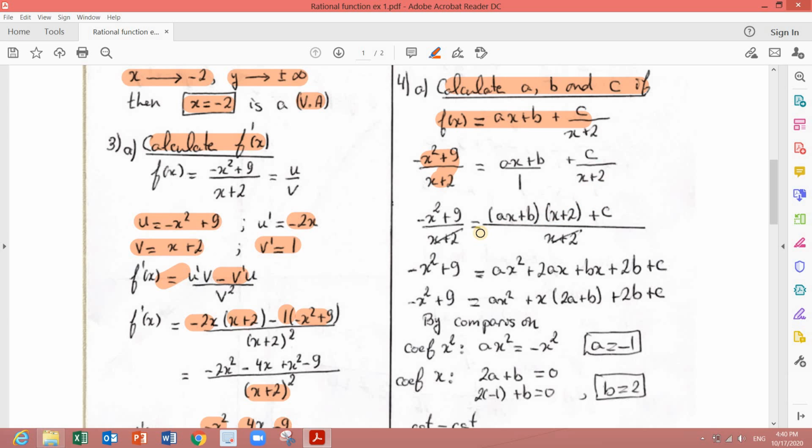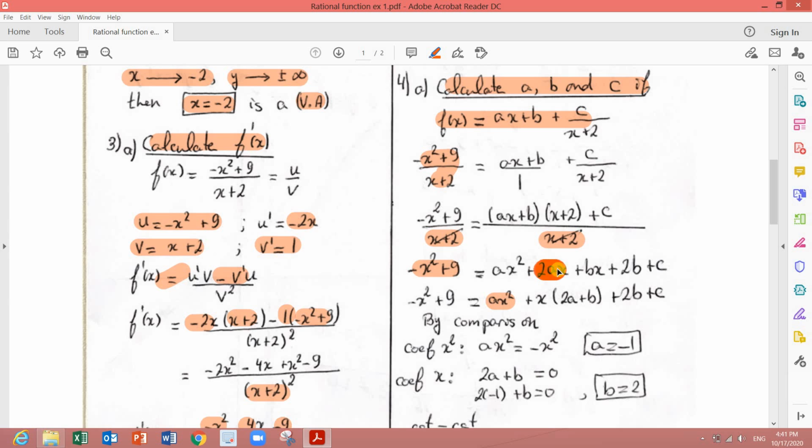Since we have x plus 2 on the two sides, I can cancel x plus 2 with x plus 2. While in the above line, I cannot cancel x plus 2 and x plus 2 because ax plus b is not over x plus 2. Now I expand the right side. Minus x squared plus 9 equals ax squared, ax times x; ax times 2, 2ax; plus bx, plus 2b, plus c. Then we reduce. Ax squared remains ax squared.